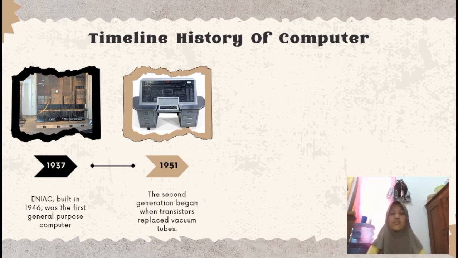Another development from the first generation to the second generation of computers lies in the magnetic disk and magnetic tape, which are in the form of removable disks.